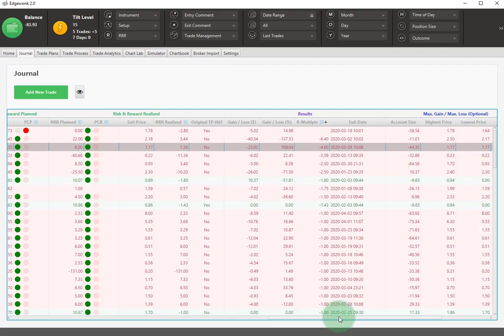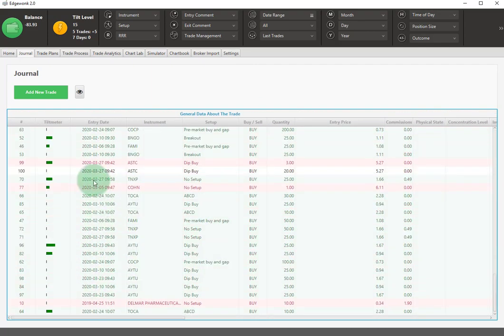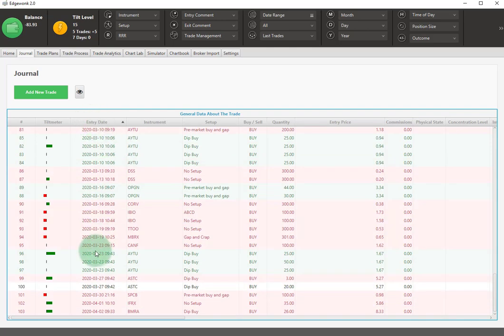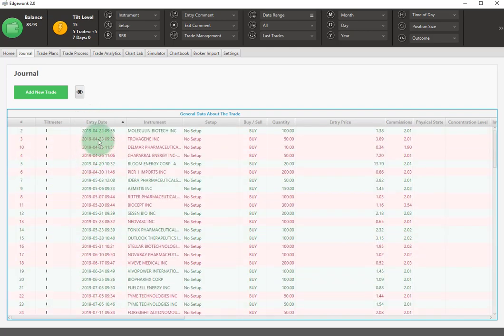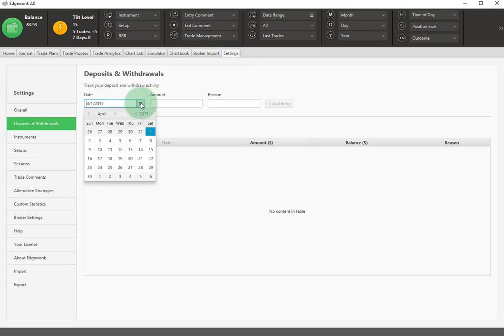You basically just have to go to your journal and find out when you entered your first trade. You can just scroll down, or order it by entry date or exit date. You can see the first trade was entered somewhere around April of 2019. So we want to make sure that our initial deposit is set before that. We go to the settings, to the withdrawals and deposits, and select the date. We can go to 2019. You just want to make sure that it is set before the first trade.